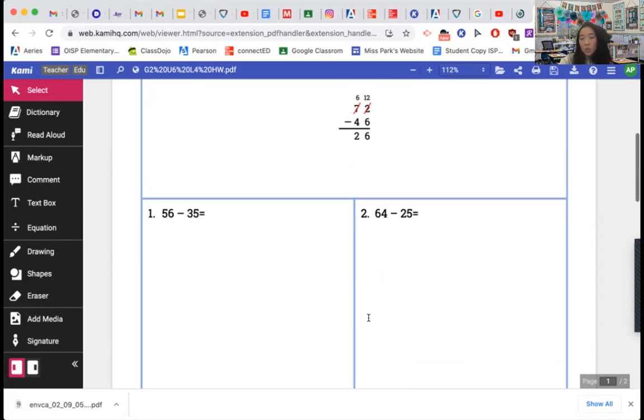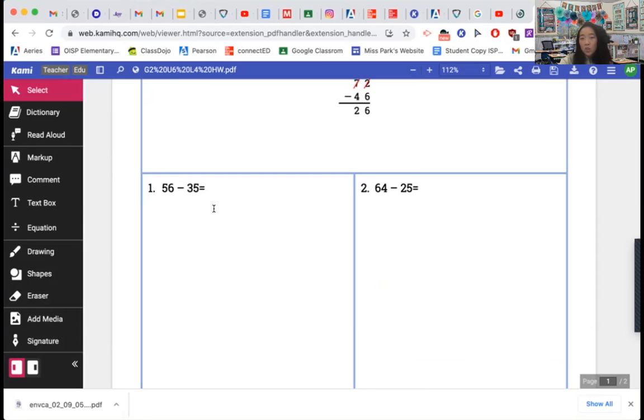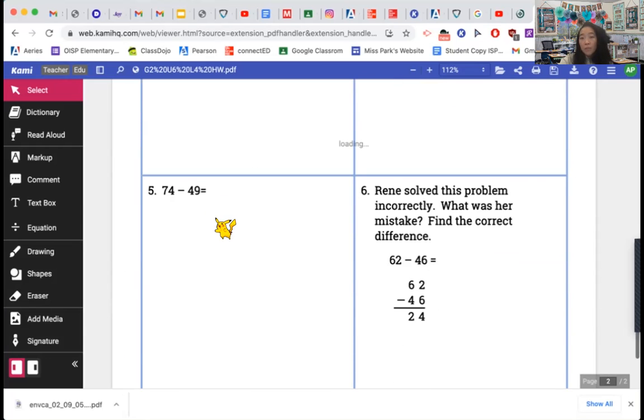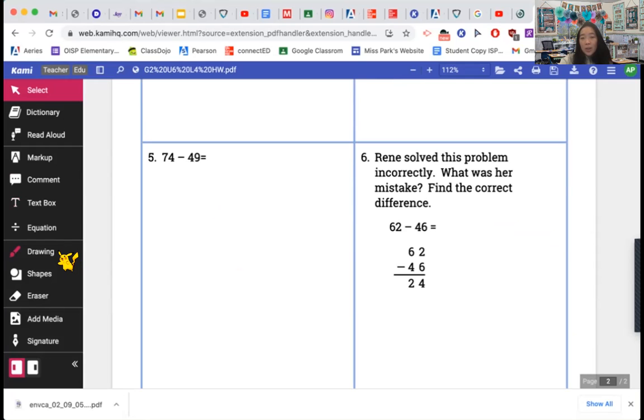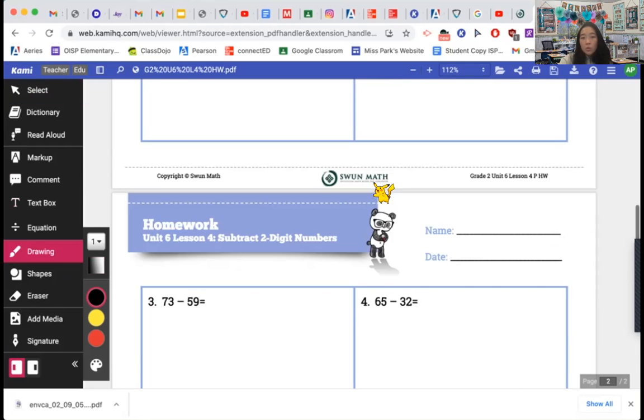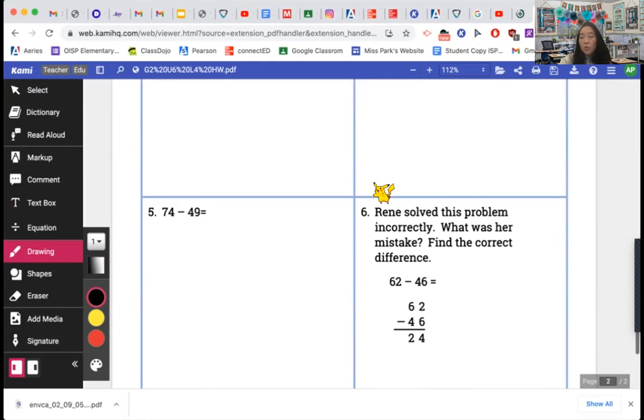So what you guys are going to do is, in your breakout rooms, answer questions 1, 2, 3, 4, and 5. Number 6, I will do with you guys right now. There's only 2. There's more if you scroll down.